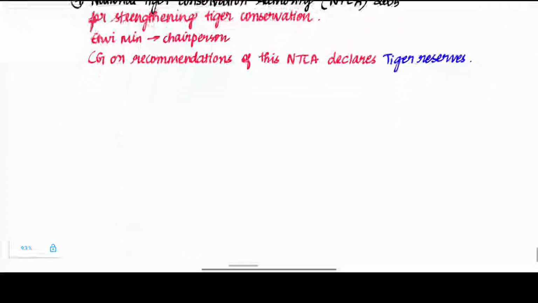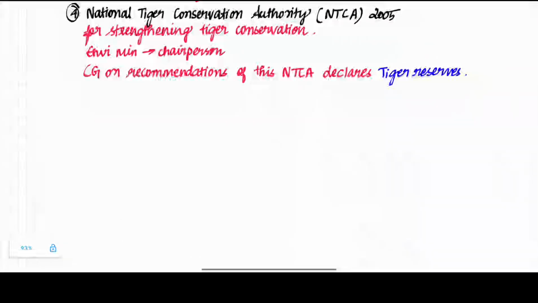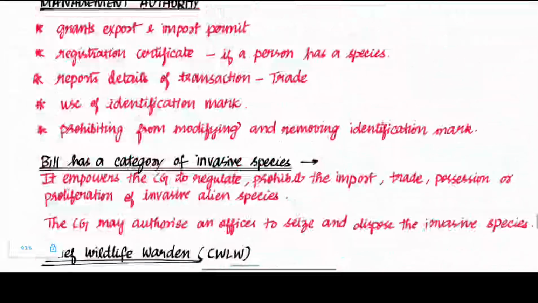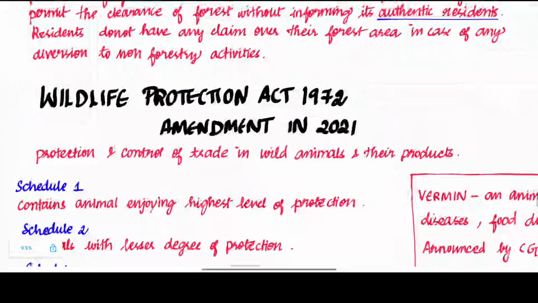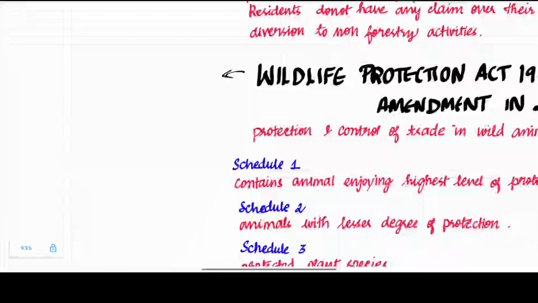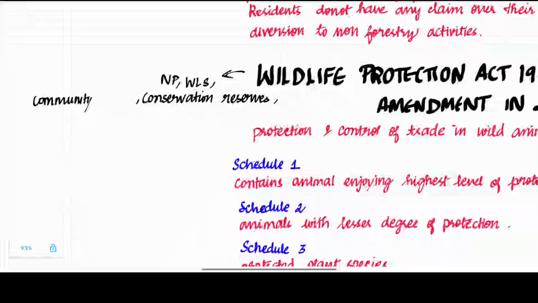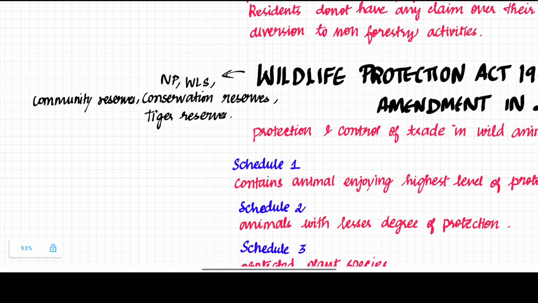Now, next thing we are going to see is what are the areas which are protected under this act. You can write it at the top itself. It covers national parks, wildlife sanctuaries, conservation reserves, community reserves, and also the tiger reserves. These are the things which are covered under this act.